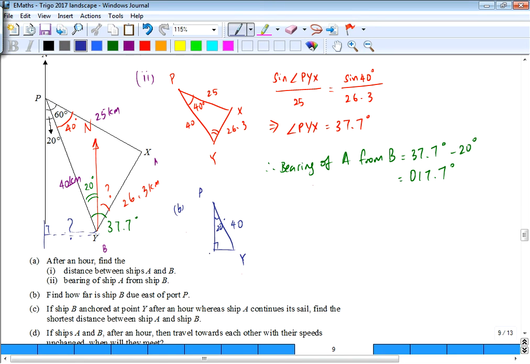Let us call this point T. So sine 20 degrees equals opposite, which is TY, over 40. TY would therefore be 40 sine 20 degrees, which is approximately 13.7 kilometers. So this is our answer.